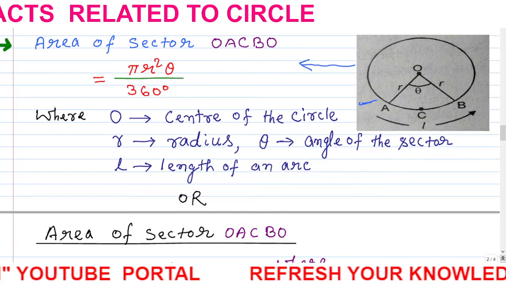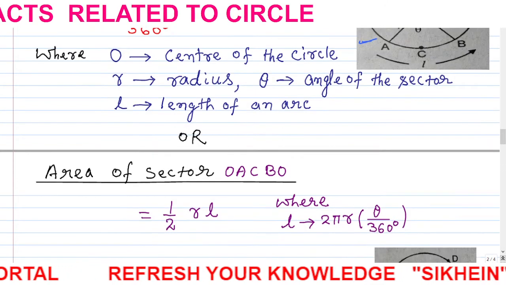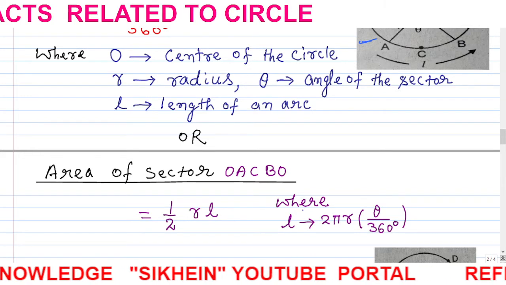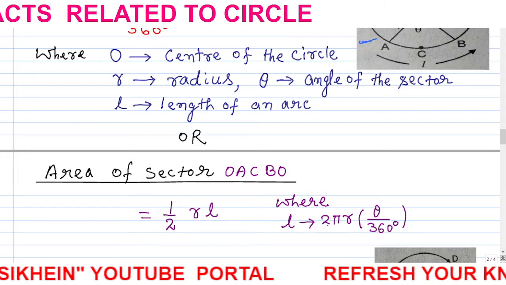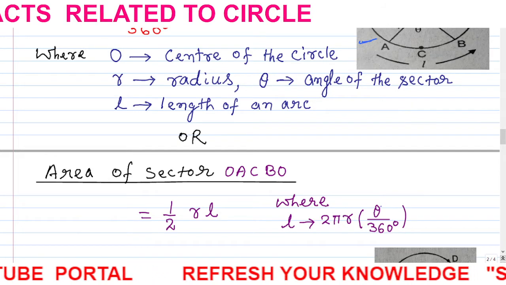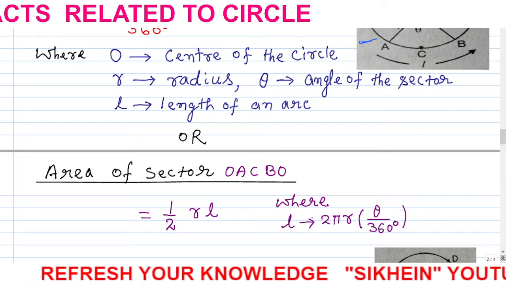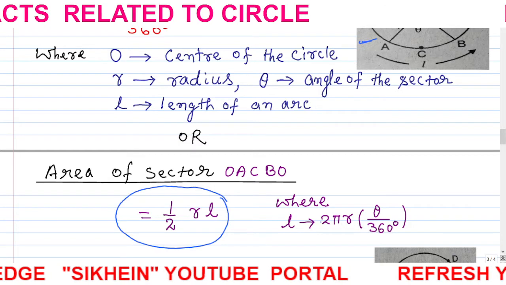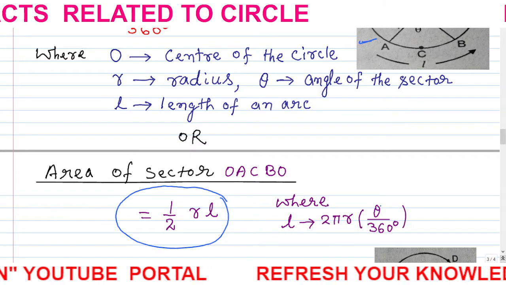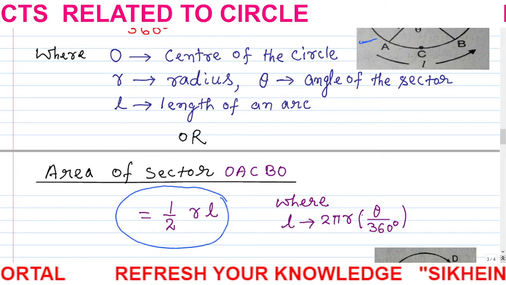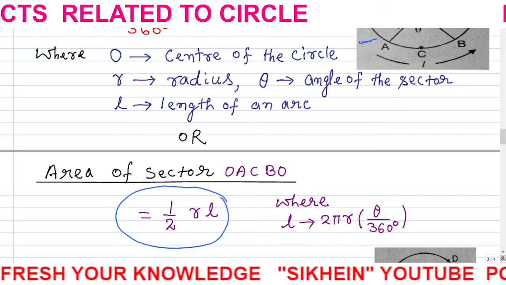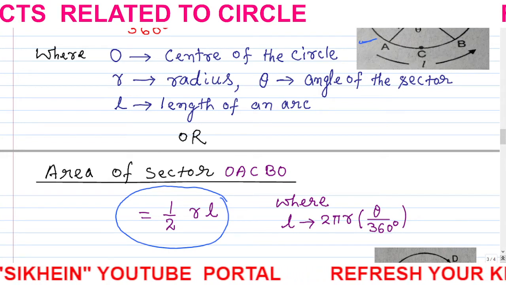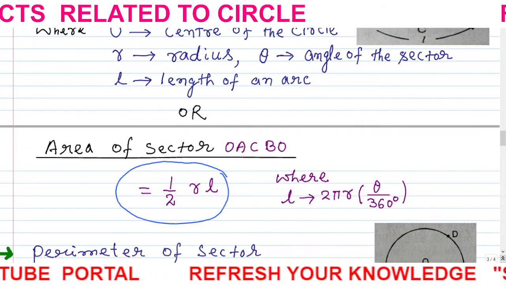and you can understand this easily. Or we can write the area of sector OACBO with respect to l as half into r l, where l holds 2 pi r bracket theta by 360 degrees bracket close. This is a very important fact which is mostly used in upper classes.